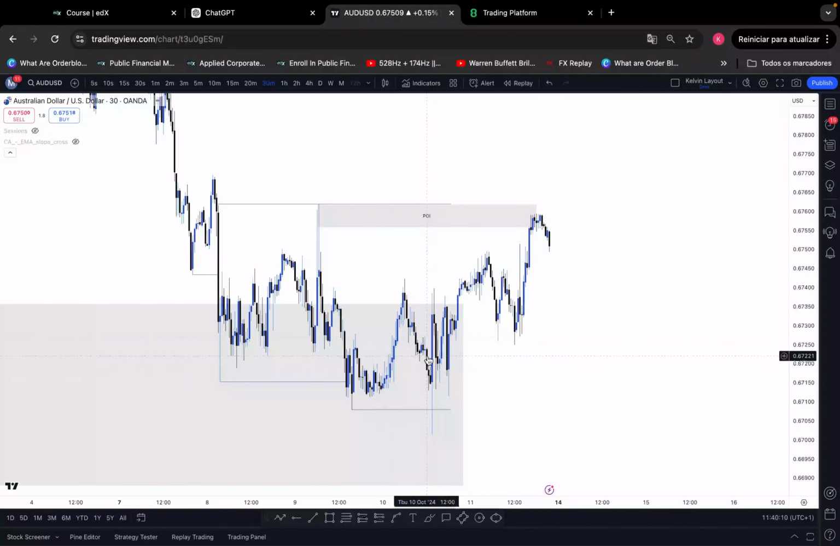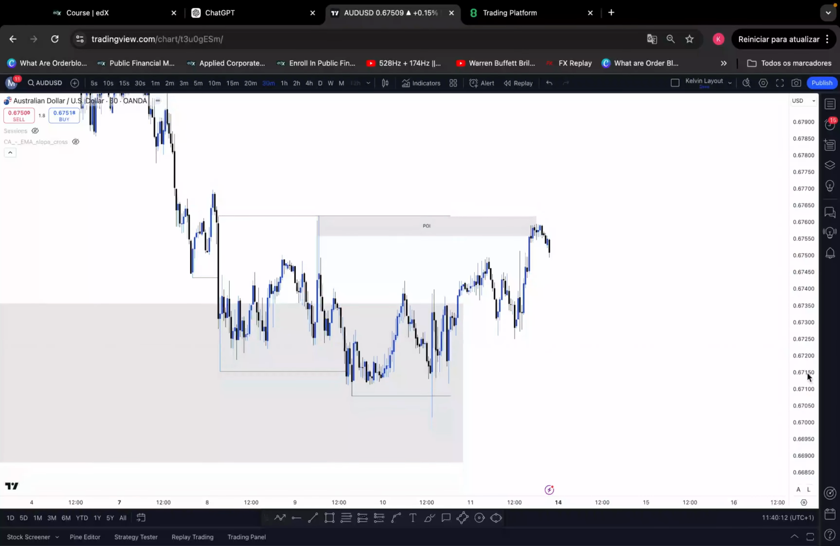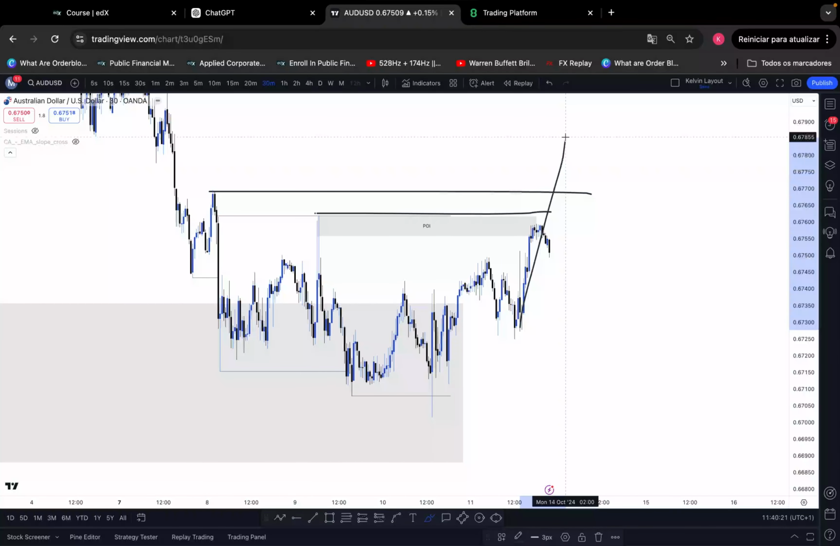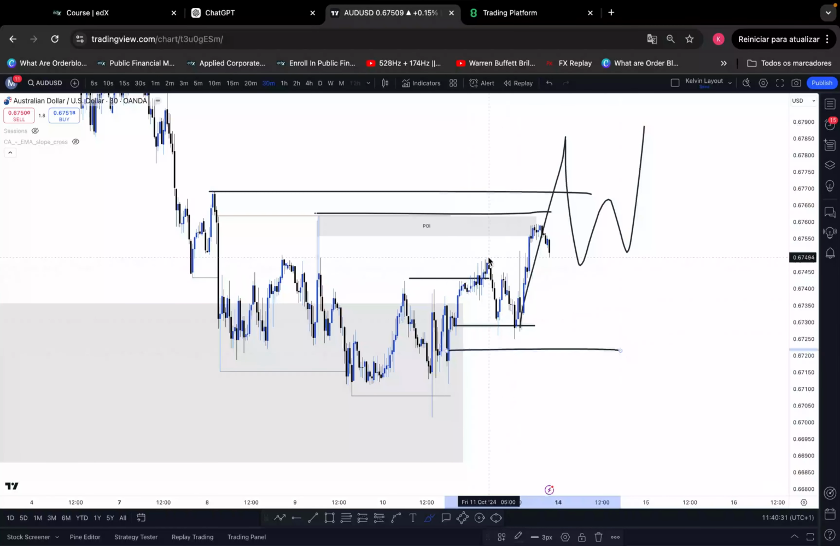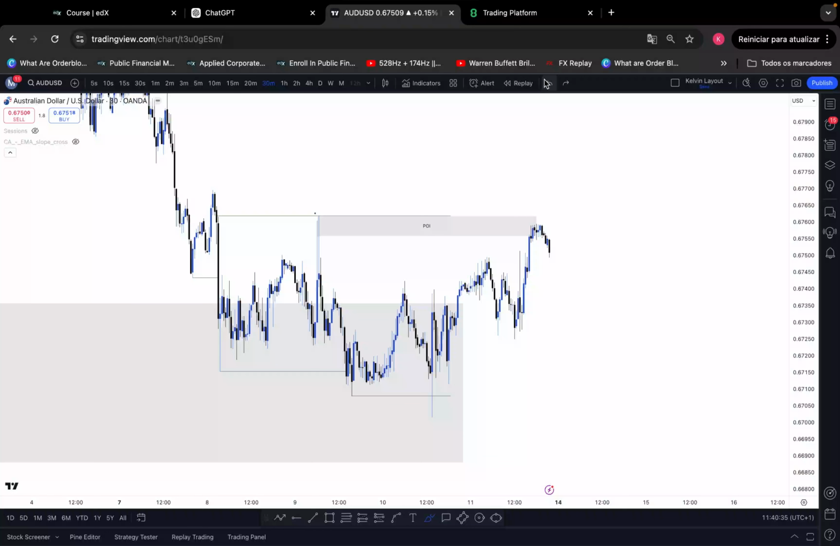What I would love to see, since price tapped that daily, is price actually coming up, violating these highs right here, right? I will need to see that change of character to the upside, and then I can fully be confident to buy. Right now, we can say that yes, we had some internal M15 mitigations and then break of structure, but I'll be much more confident to see price breaking these major highs right here. So I want to see the change of character to the upside.